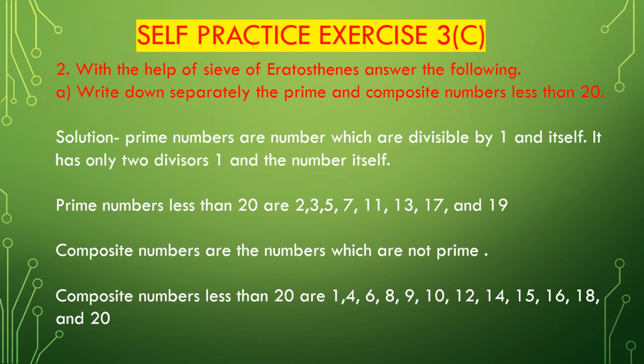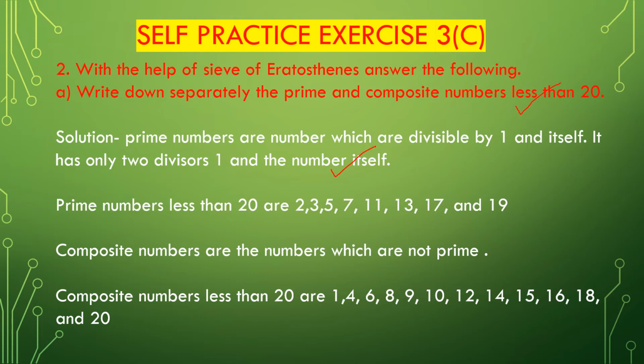Now we solve question number 2. Question number 2 is, with the help of sieve of Eratosthenes, answer the following. First bit is, write down separately the prime and composite numbers less than 20. We know prime numbers are the numbers which are divisible by 1 and itself. It has only two factors, 1 and the number itself. Here we have to find the prime numbers less than 20.